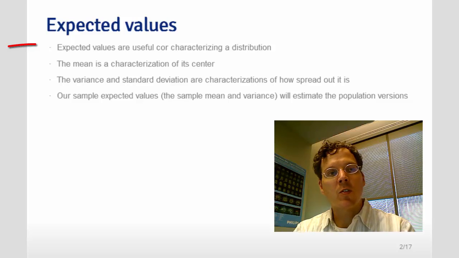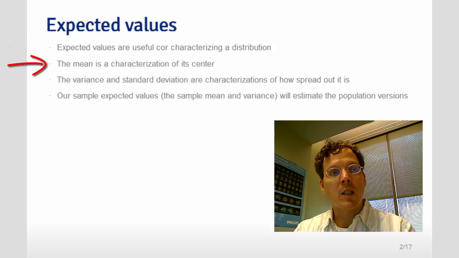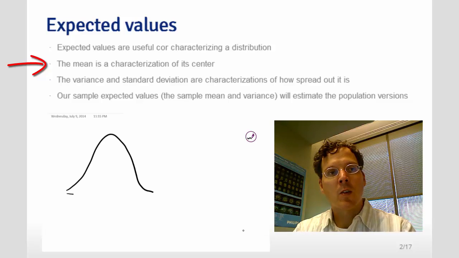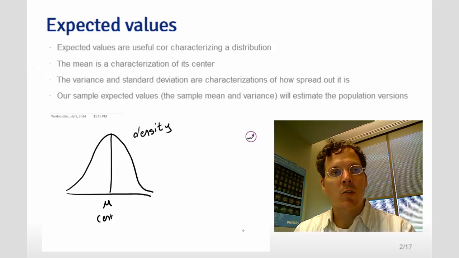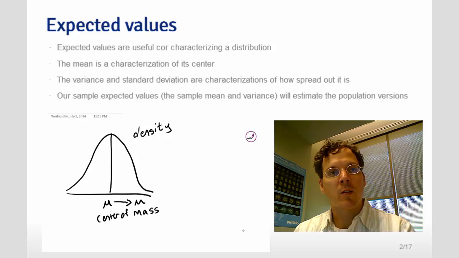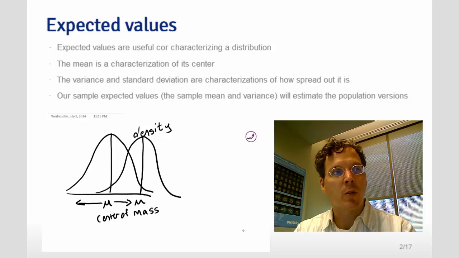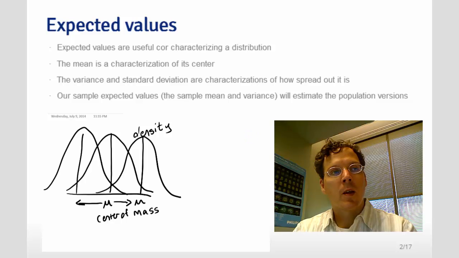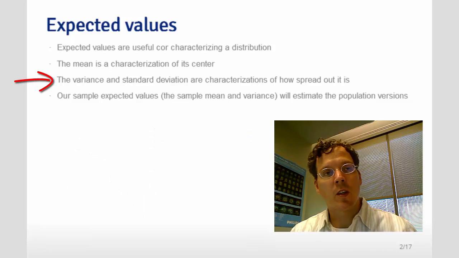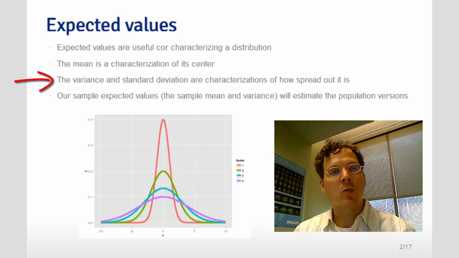The most useful such characterizations are so-called expected values, though we've also covered some other characterizations, for example, sample quantiles. Expected values, the mean is the most useful expected value. It's the center of a distribution. So you might think of it as, as the mean changes, the distribution just moves to the left or the right. The variance is another characteristic of a distribution, and it talks about how spread out it is.